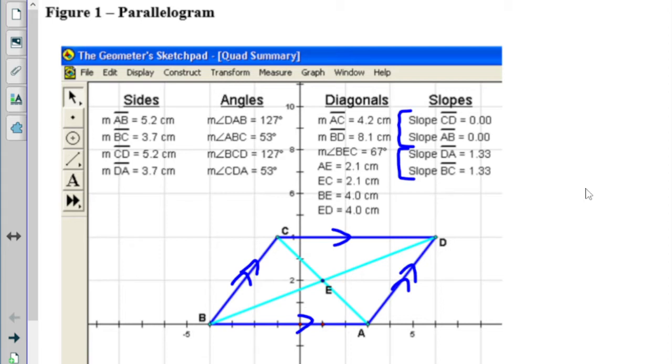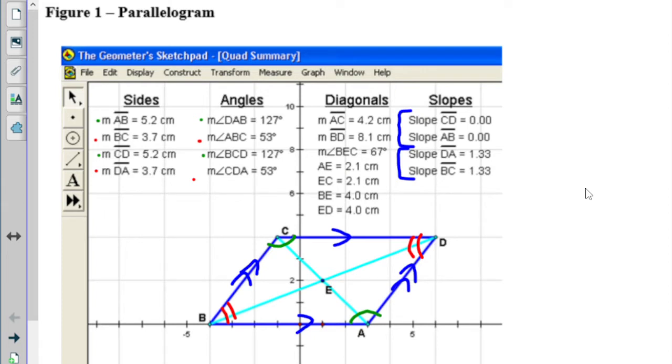We've got both pairs of opposite sides being congruent. We have both pairs of opposite angles being congruent. So angle A and angle C are both 127 degrees. And then angle B and angle D are both 53 degrees. So there's my opposite angles being congruent. You'll notice 53 and 127 add to 180. So those are supplementary.